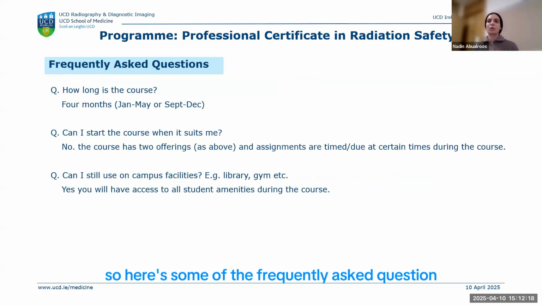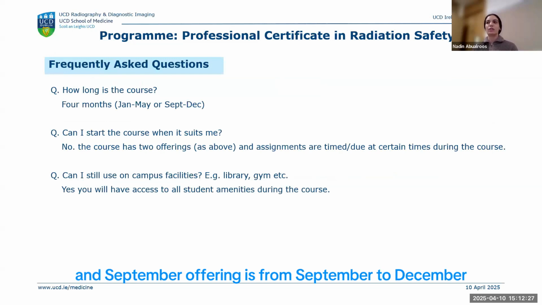So here's some of the frequently asked questions. How long is the course? This course is 4 months. January offering is from January till May, and September offering is from September to December.